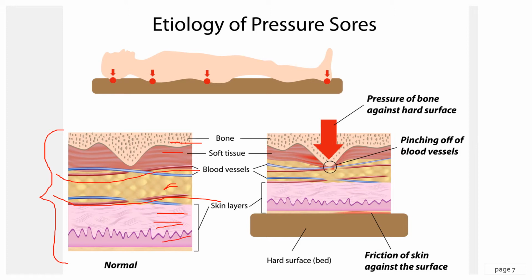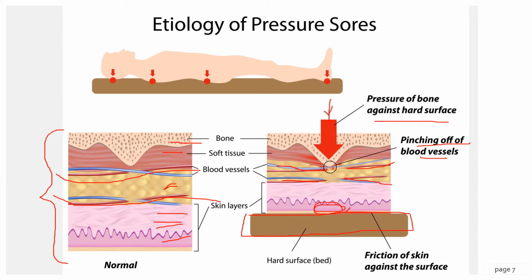Now let's take this cross section and let's put this patient on a very hard surface, like an old mattress. The weight of their body causes the bone to press against the hard surface, and it pinches off the blood vessels. Look at this. These blood vessels can't flow anymore. They're getting impinged. That causes the tissue beneath it to die off.